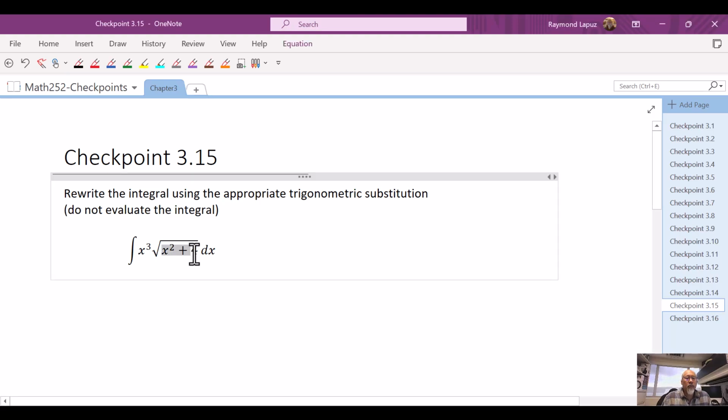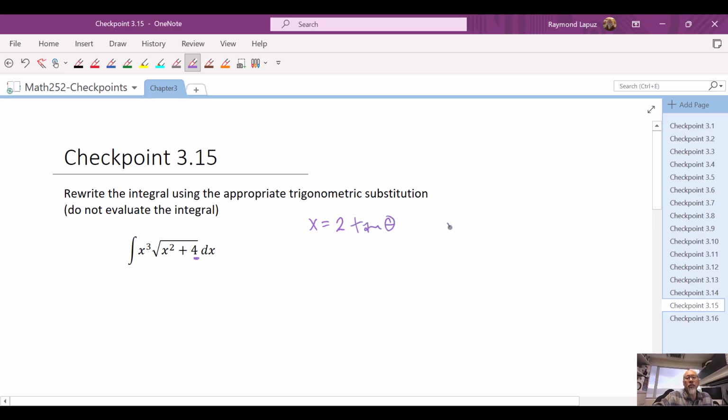All right, under the square root sign, we see an x squared plus 4, and so with a plus in between them, I would be inclined to do a tangent substitution. So let x equal the tangent of theta, but before we get to the tangent, let's acknowledge that there's a 2 squared there, so 2 tangent theta will be our formal substitution.